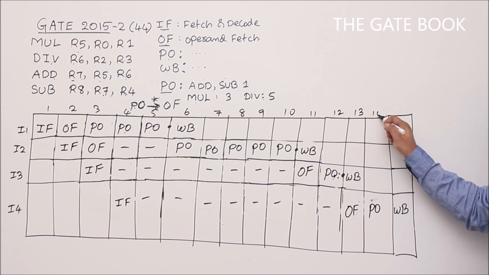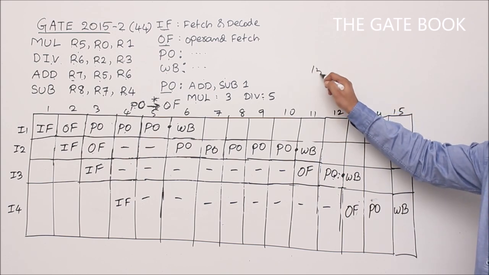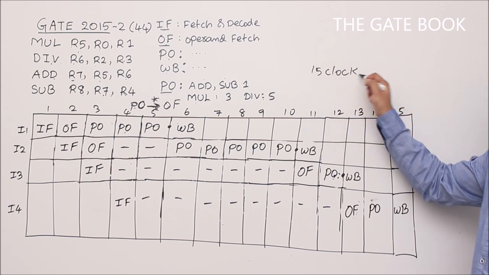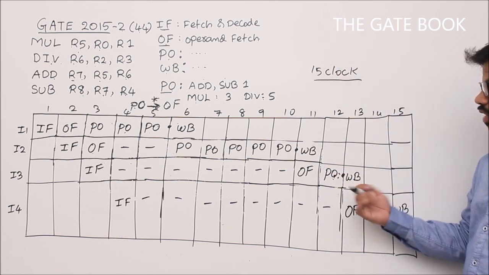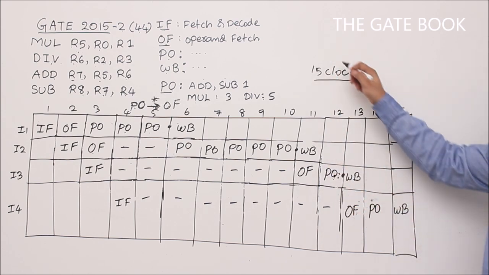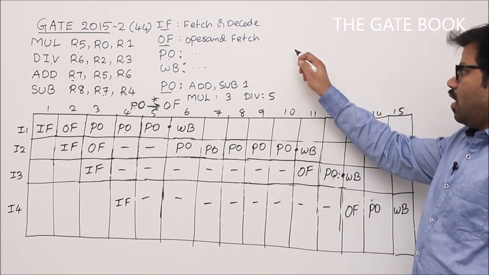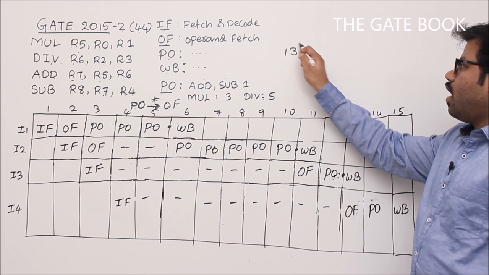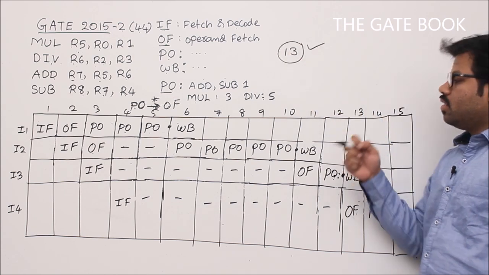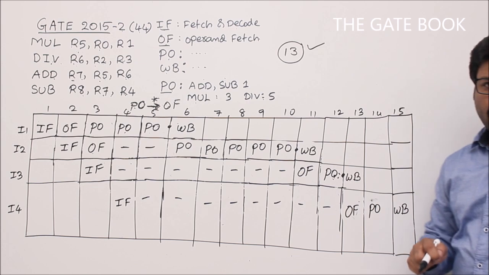So if this is the case, then what is the answer? 15 clock cycles. This is the general answer, every time. So we'll solve questions like this, right? We already solved some questions like this. But in the exam, in the key paper, they have given the answer as 13. How can you get 13 as the answer?